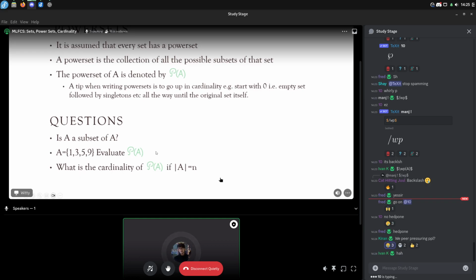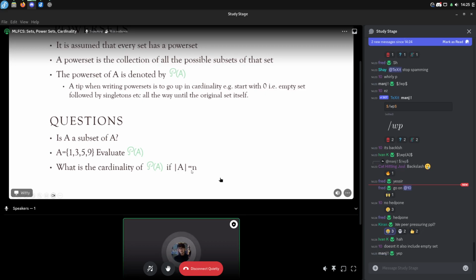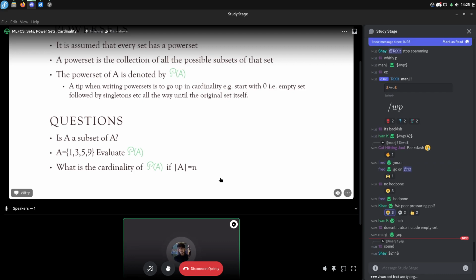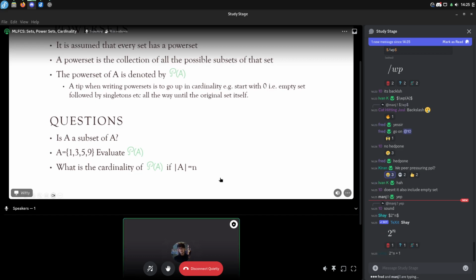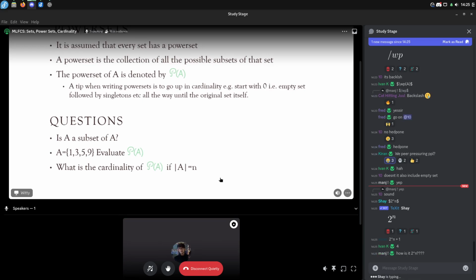What is the cardinality of P of A if the modulus of A is equal to n? So look at this expression. I'm gonna try and not read it out because I want you to be able to know what the signs mean. But what is the cardinality of the power set of A? Let's look at the chat. Yep, so 2 to the n. 2 to the n is correct. So, yeah, good.